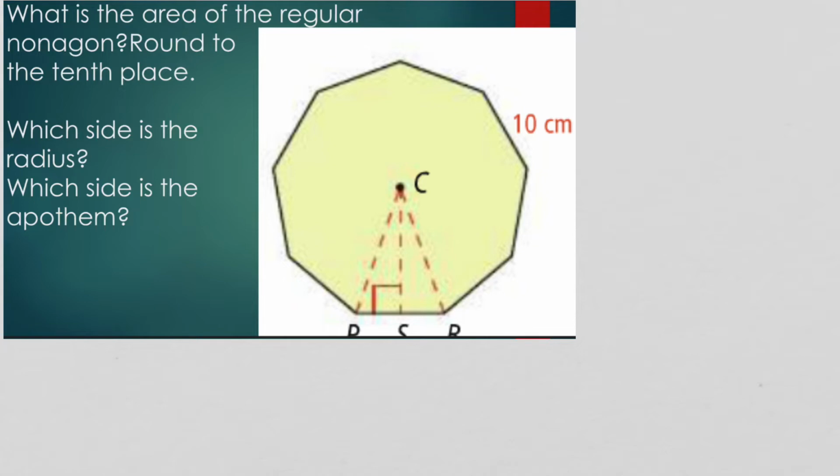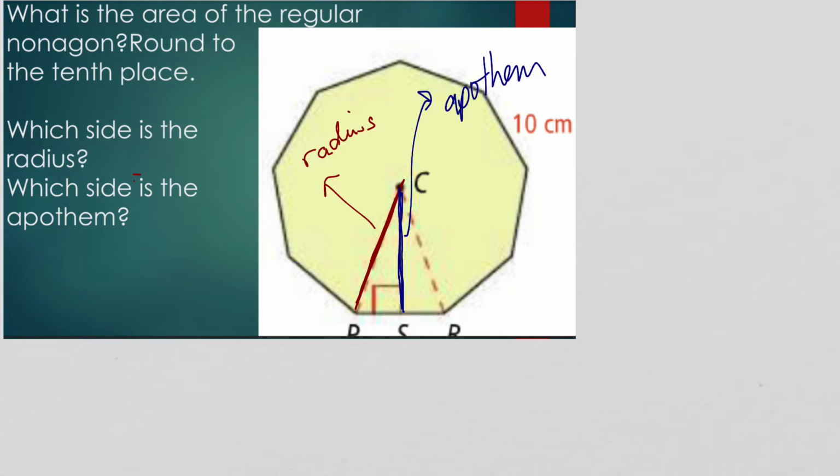Which side is the radius here? I'm going to do it in red. Right here is the radius, from the center to a vertex. Which is the apothem? Let's do that in blue. This is the apothem right here. Well, we could get the perimeter because we know it's 10 all around, so that's easy enough. The perimeter is going to be 10 times 9, which is 90. But we need to get the apothem.